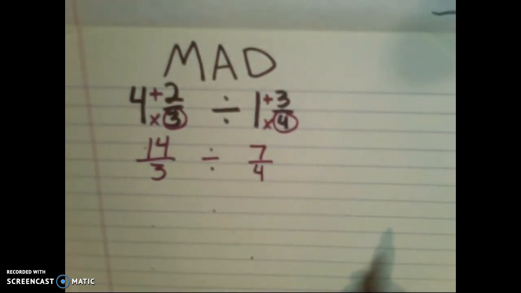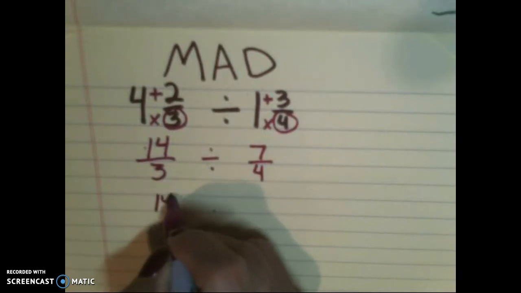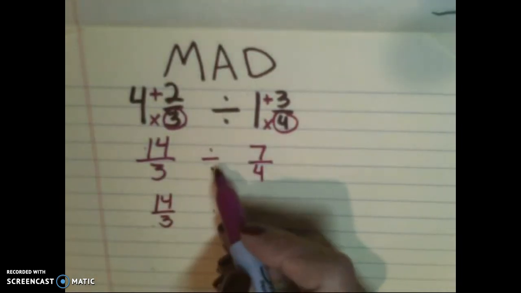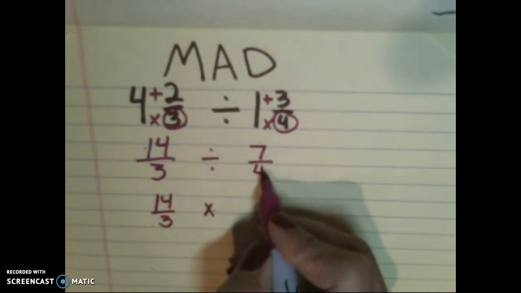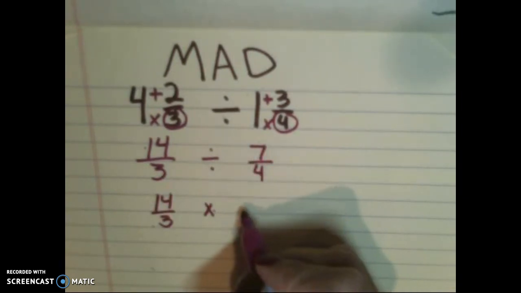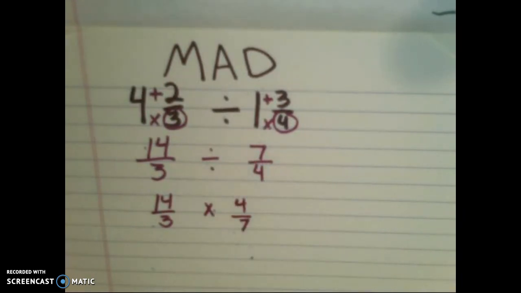Now we're going to use the rules that we've been learning all week: keep, change, flip, multiply, and flip the guy. So ladies first, keep, change, and then flip, or do the inverse. We're finding the reciprocal of 7 over 4, and that is 4 over 7. So I can easily multiply across, but I do have some numbers that I noticed that I can simplify.